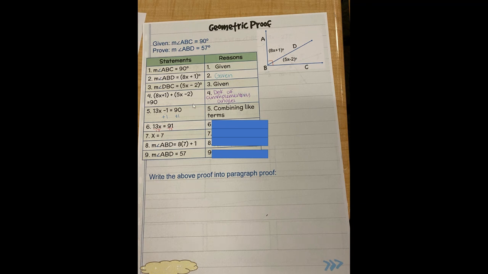So now I'm just solving for x. Going from 4 to 5, all we did was combine like terms. So that's our reason, combining like terms. And then to continue to solve for x, we add to one side. What did we do to get to the next step? We added, so that's our addition property. Now we need to divide both sides by 13 to get x by itself. What did we do? We divided, so that's our division property. So x equals 7.